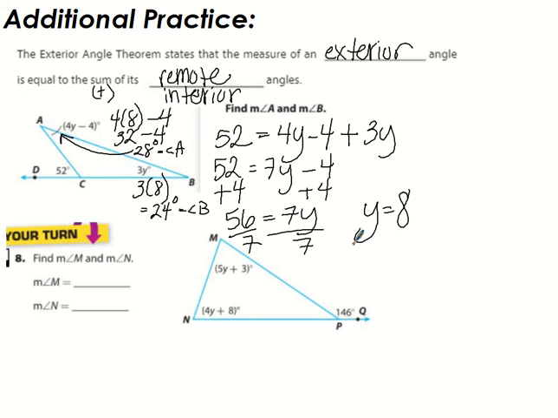Okay, for your turn, I'm going to set it up for you. So you're going to go 146 exterior, outside, is equal to the sum of the two that don't touch it. This is the angle that touches it. These are the angles that don't. So you're going to go 5y plus 3, then add 4y plus 8. These two added together. Okay, so go solve for y, and then plug it back in, and then see if you can solve for m and n. Use the example up above. We'll go over these in class.